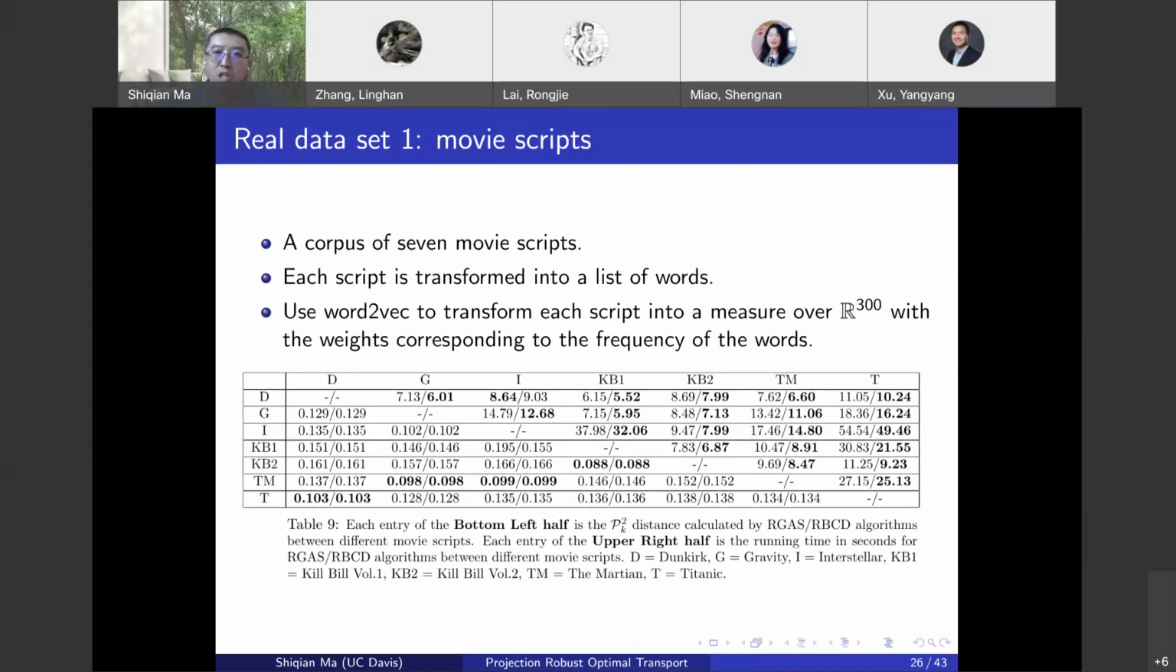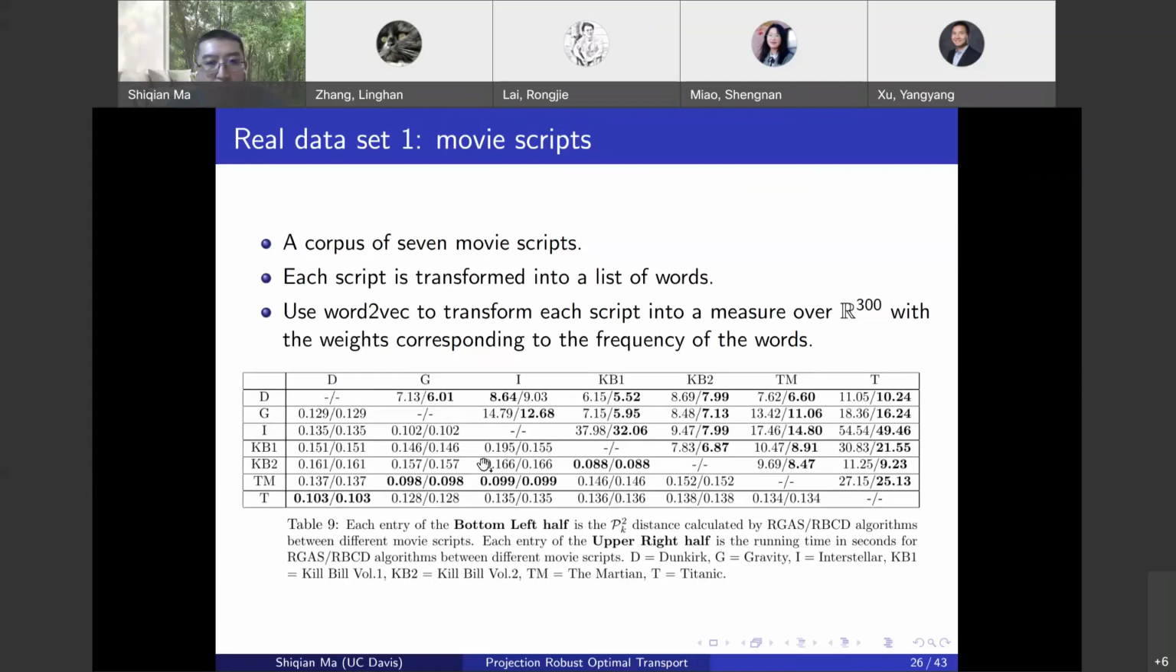For each movie, suppose you have a lot of sampled words. Using those sampled words, you can compute the Wasserstein distance or the projection robust Wasserstein distance between them. In that way, you can measure the distance between two movies, and whether they are close to each other or not. Here we have 7 movies.